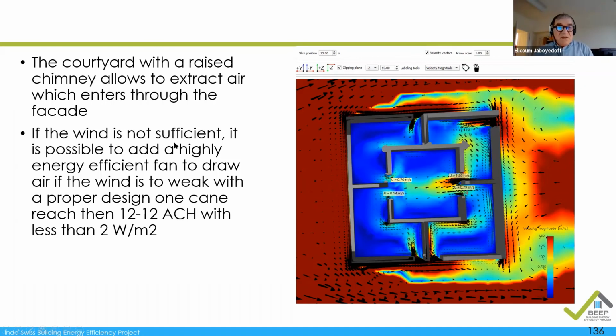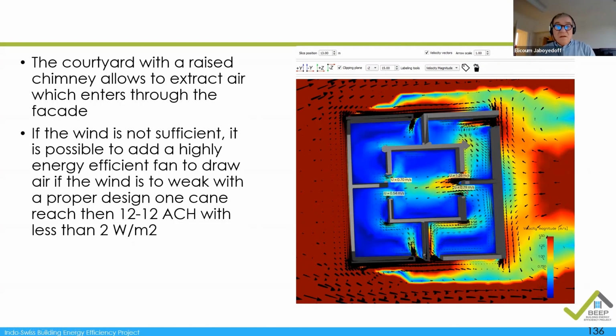In case the wind is not sufficient, there are also other things which have been tested, where you could add, let's say, a fan system on top of the shaft, which is compatible with the passive mode, where you could reach 12 to 15 air changes. Sorry, there is a mistake here, with less than 2 watts per square meter. So this shaft approach can also be a kind of mixed mode or low energy assisted cross ventilation system, working with wind when there is a lot of wind and working with a fan system whenever it's needed.